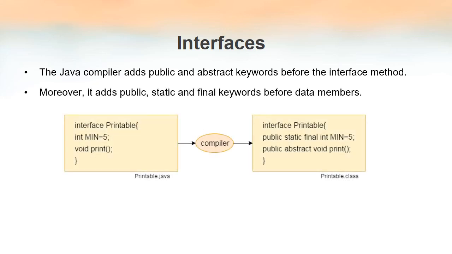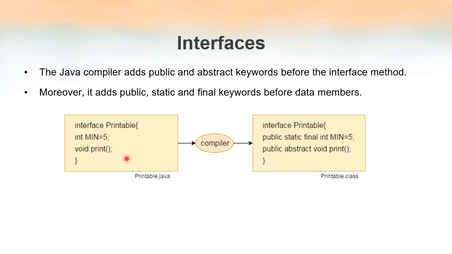As you can see in this picture, we have created one interface named printable. Inside that interface we have one variable named min whose value is 5, and we have created one abstract method, void print. It is abstract because it does not have a body, and we have not used the keyword abstract here, but internally the compiler will add it. Look at this variable int min. We have declared it just as int min equal to 5, but the Java compiler will add the remaining keywords public, static and final.